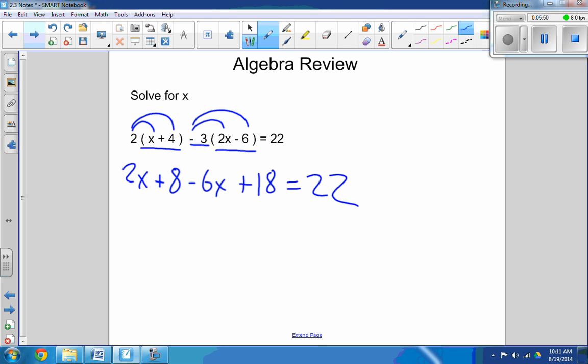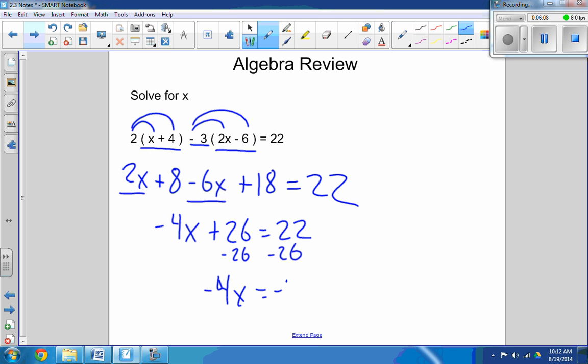So now let's combine like terms. 2x, negative 6x, that's negative 4x. 8 and 18, and so we get plus 26. Subtract 26 from both sides. Divide by negative 4. And we get x equals 1.